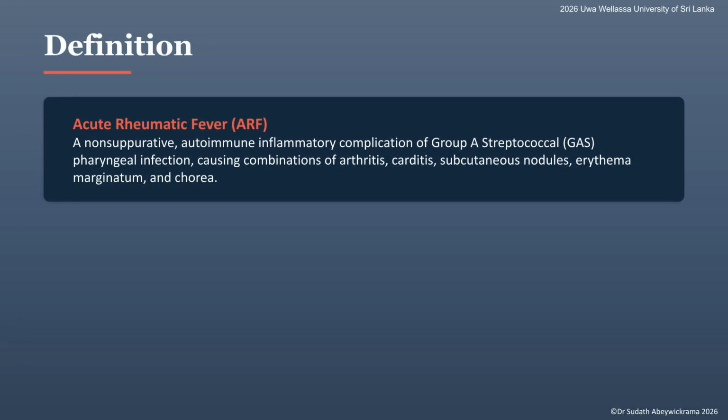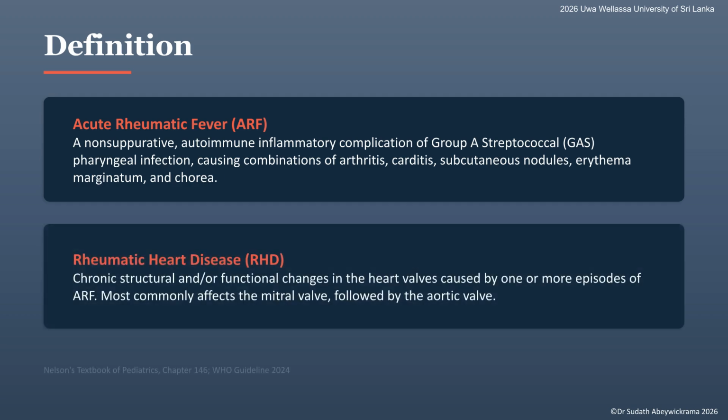Acute rheumatic fever, or ARF, is a non-suppurative autoimmune complication of Group A streptococcal pharyngeal infection. It leads to a combination of manifestations like arthritis, carditis, subcutaneous nodules, erythema marginatum, and chorea. Rheumatic heart disease, or RHD, is the chronic structural change in heart valves, typically affecting the mitral valve, after one or more episodes of ARF.